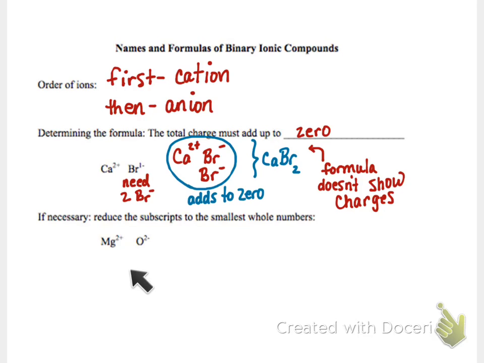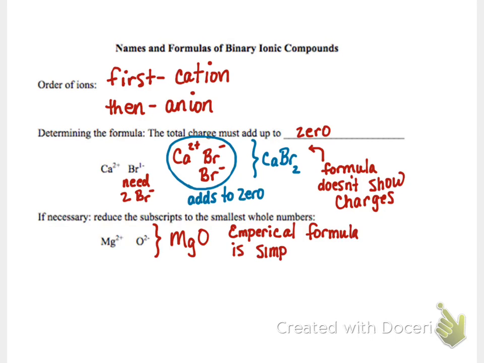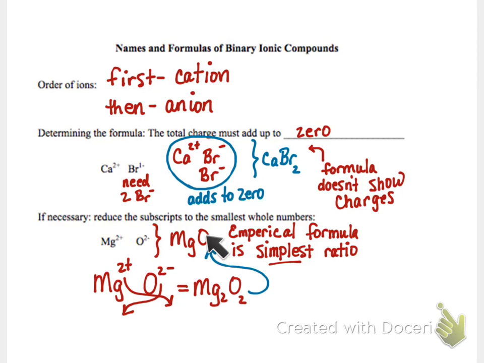So let's look at magnesium and oxygen. Magnesium's +2 and oxygen's -2. Already, one of each of these is going to add up to 0. So the formula is not going to have any subscripts. So 1 magnesium plus 1 oxygen is the formula. It's the empirical formula. An empirical formula is the simplest ratio.